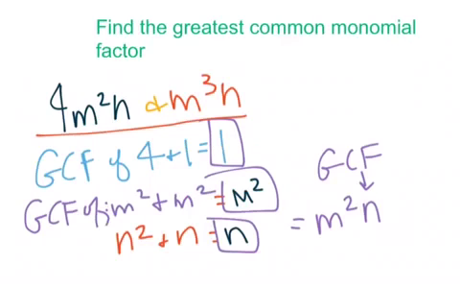First I compare the m's. So we have m squared and m squared. That's going to be m squared. Then we have n squared and n. So n squared and n share only one factor in common, 1n. So my final answer was m squared, and obviously there's a 1 in front of it. You don't have to have the 1 there because it is implied.